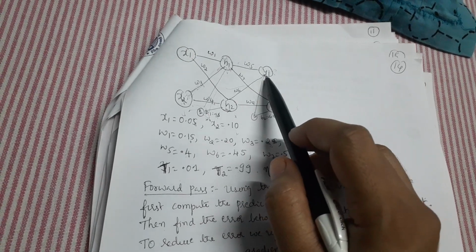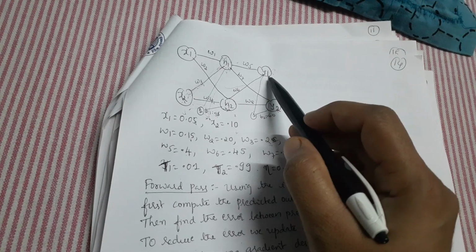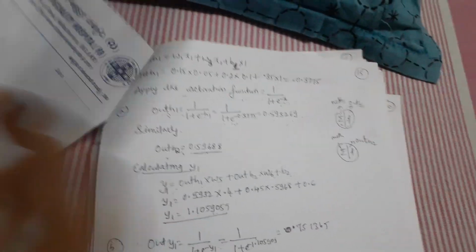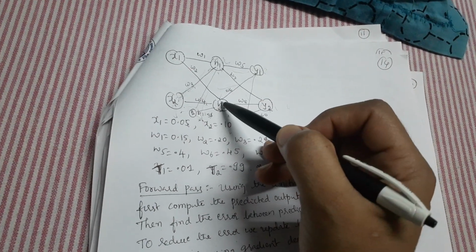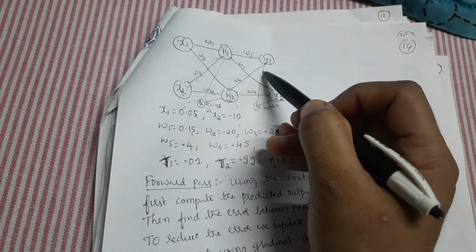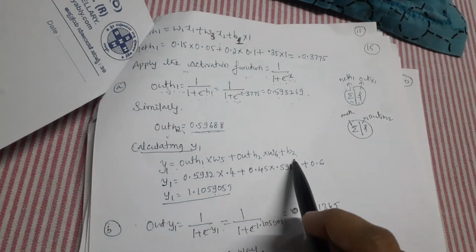Okay. So for Y1, what is the input? H1 output and H2 output. So Y1 is nothing but, this is what we have written, out H1 into W5, plus out H2 into W6, and the bias. So write it down.